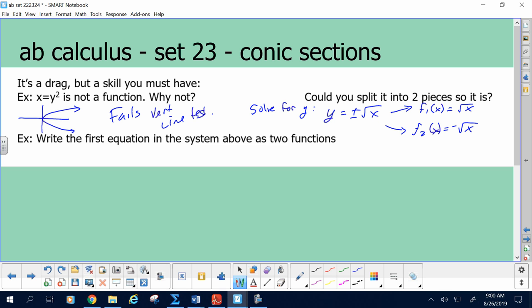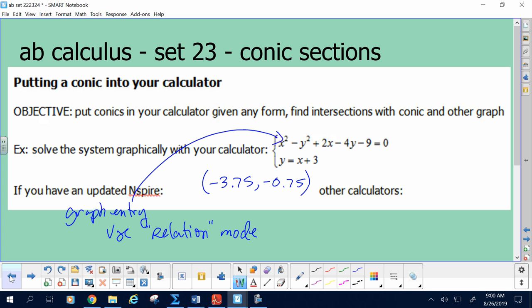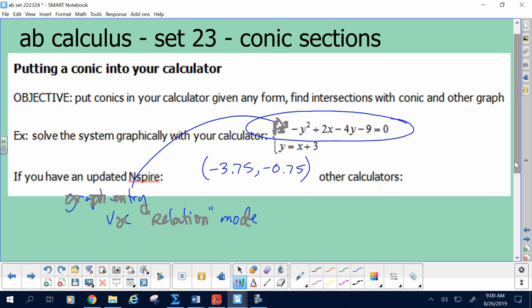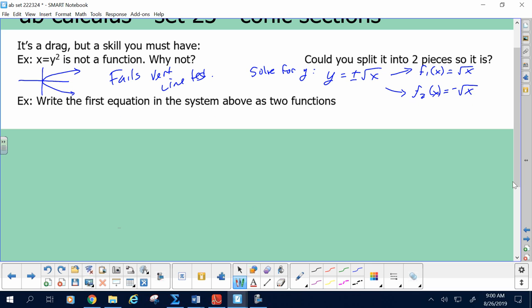All right, now that wasn't too bad, but the real drag is when you have to do something uglier, like put this into your calculator without relation mode. So I need to write that down: x squared minus y squared plus 2x minus 4y minus 9 equals 0. Is that correct? All right. Now our goal is to solve this for y.